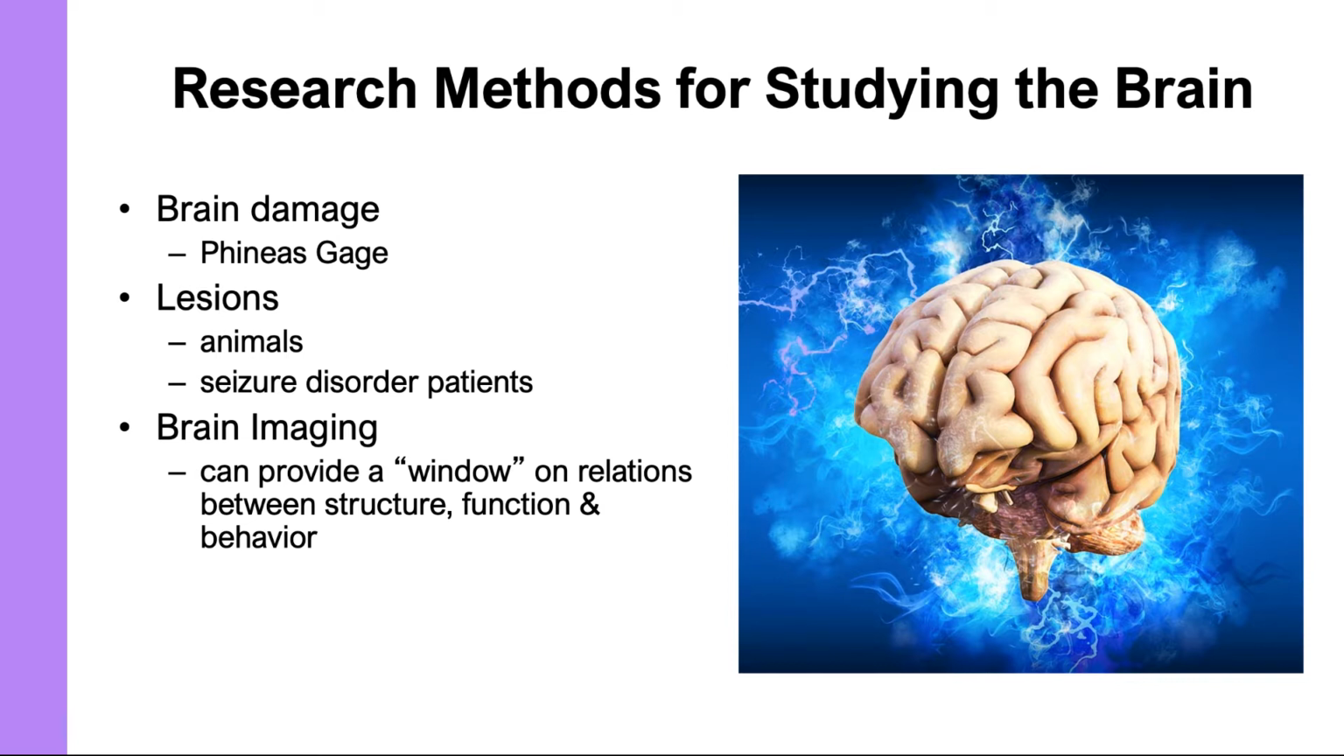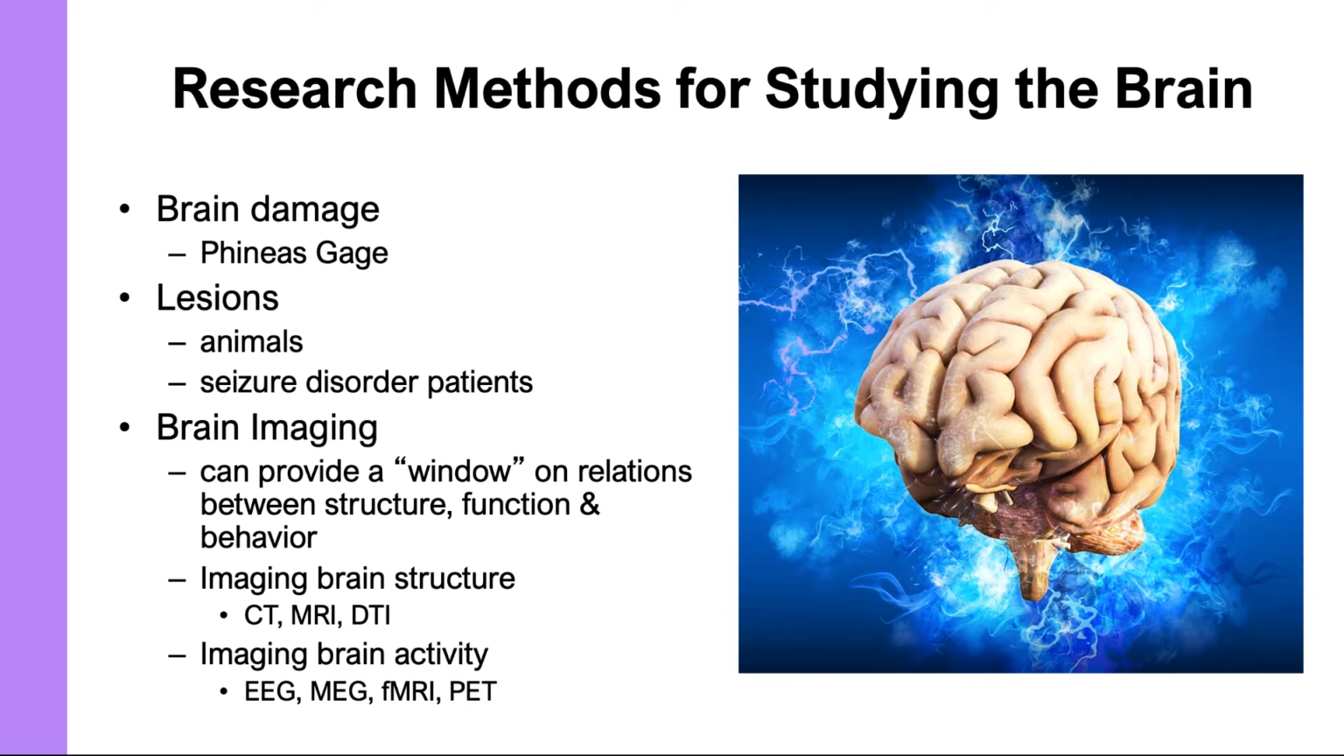So again, we can image brain structure, and some of the ways that we do that are with CTs, MRIs, and DTIs, which I will talk about in detail in a moment. But we've also been able to image the brain when it's working, when it's active. The imaging techniques we've been able to use for that are EEG, MEG, functional MRI, and PET. I will go into each of those in detail in just a moment.